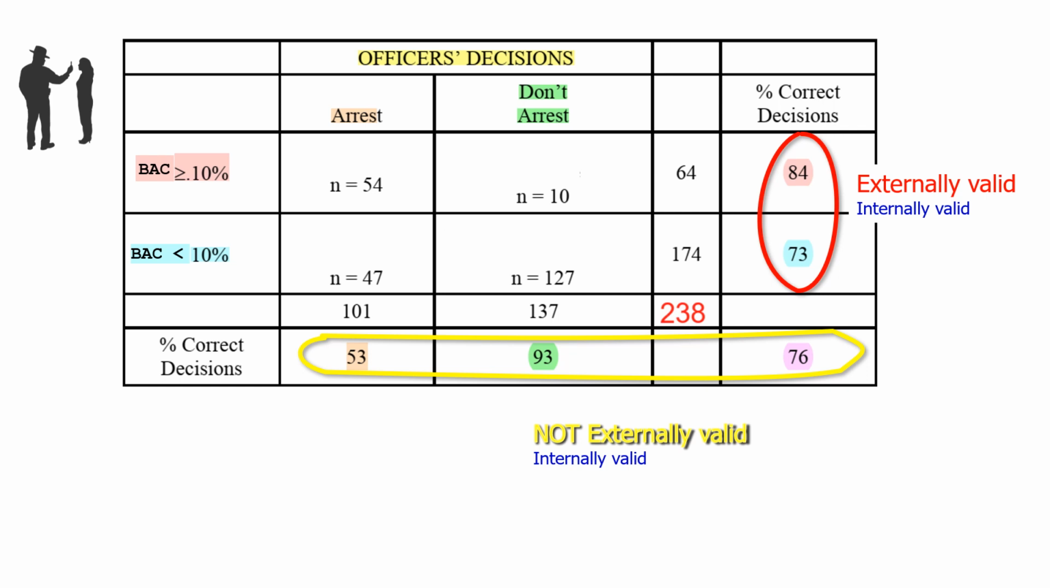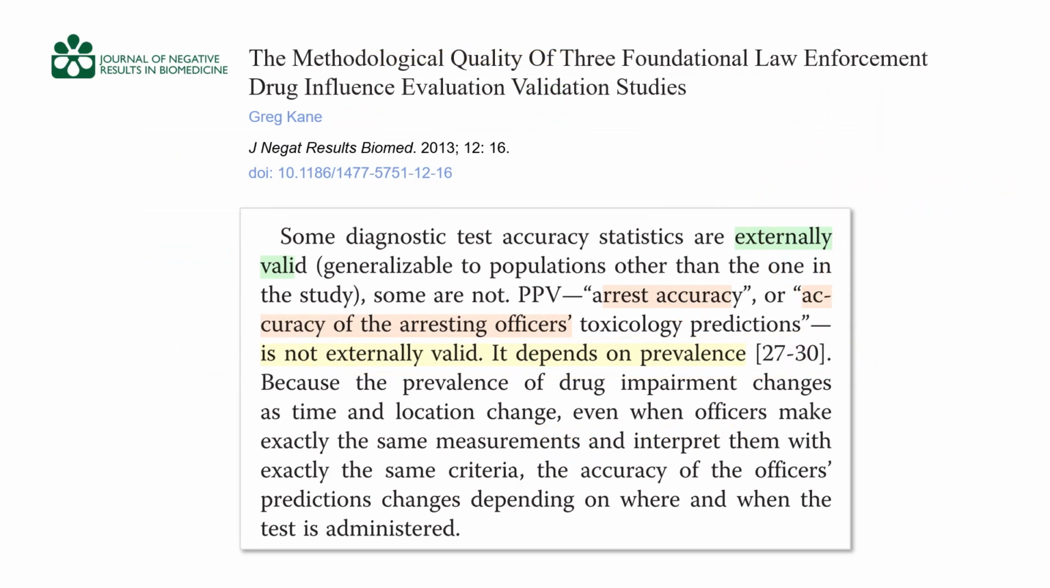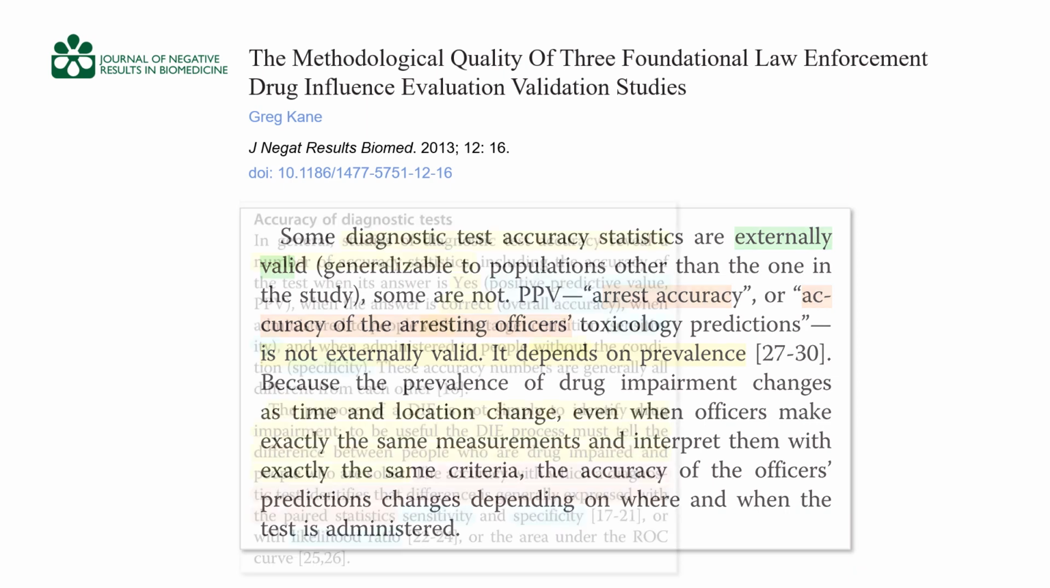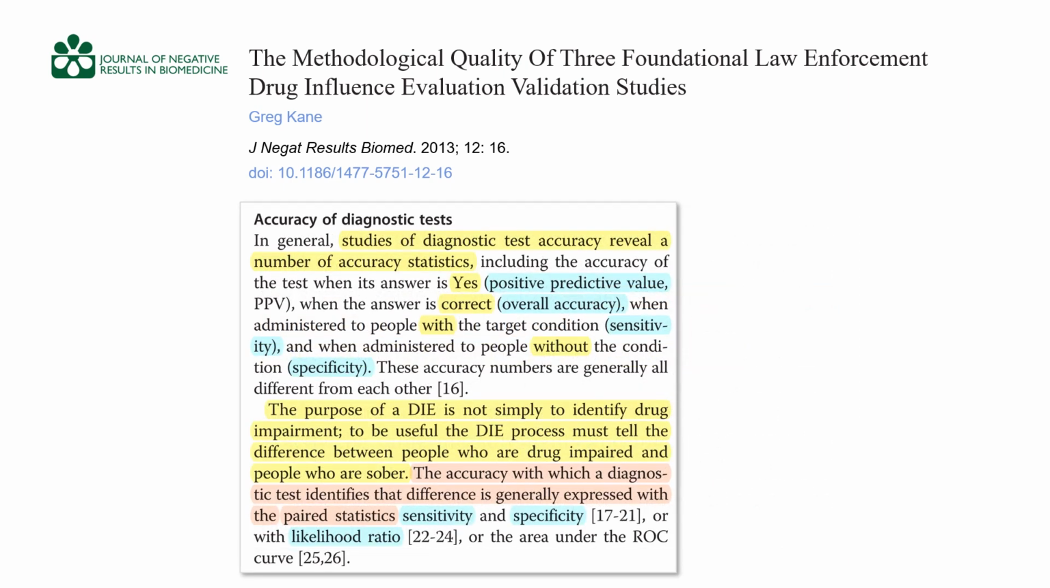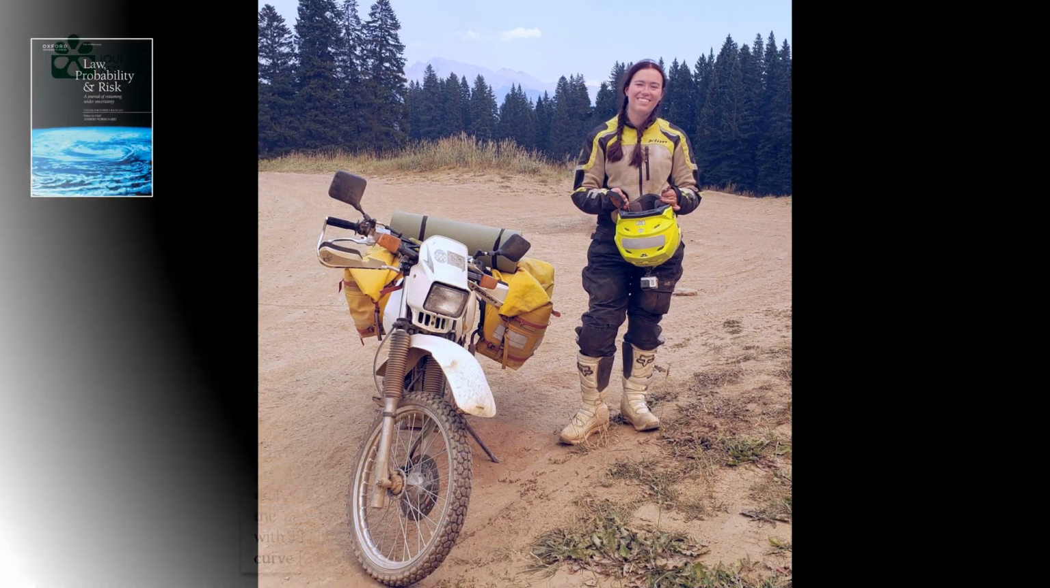Externally and internally valid are helpful scientific terms you and your expert can use to explain to juries the relationship between the validation studies and your client's sobriety testing. This study from 2013 explains the difference between internally and externally valid and confirms that orange arrest accuracy is not externally valid. The study also gives an overview of the unexpectedly complicated issues in describing the performance of a diagnostic test like the traffic police sobriety tests.